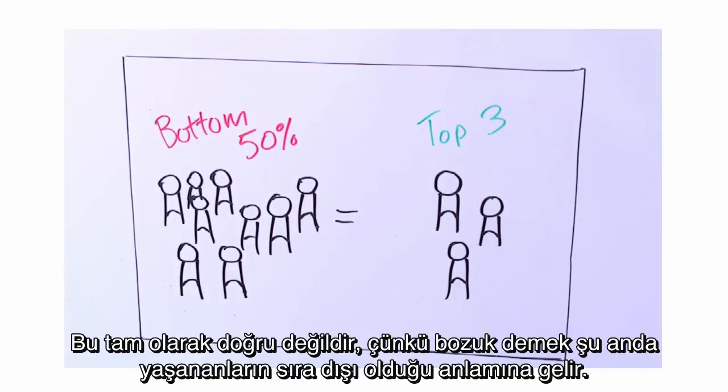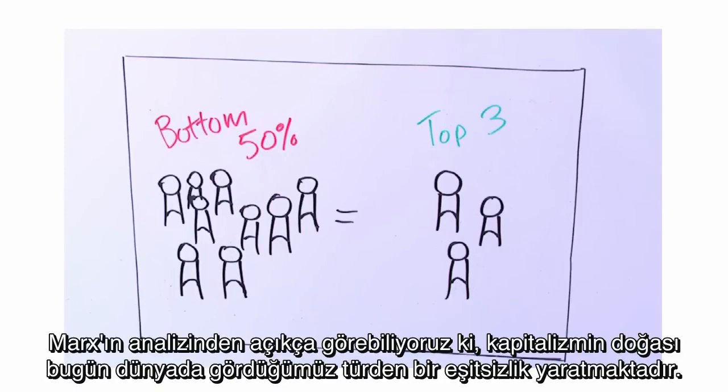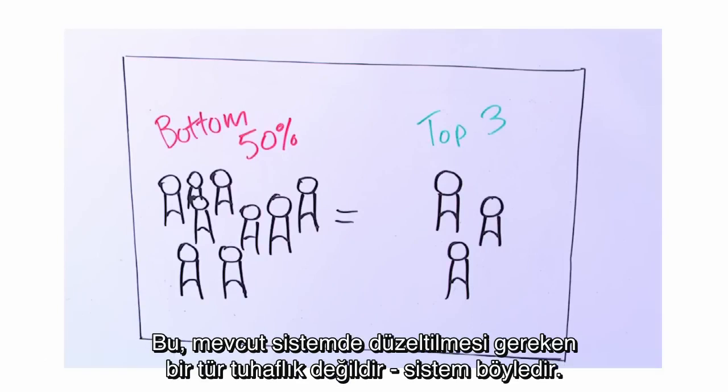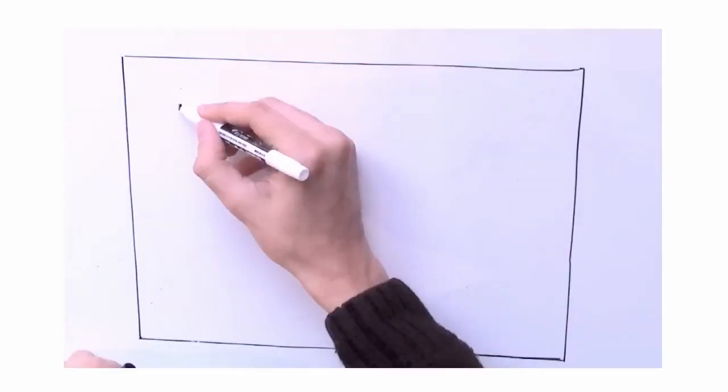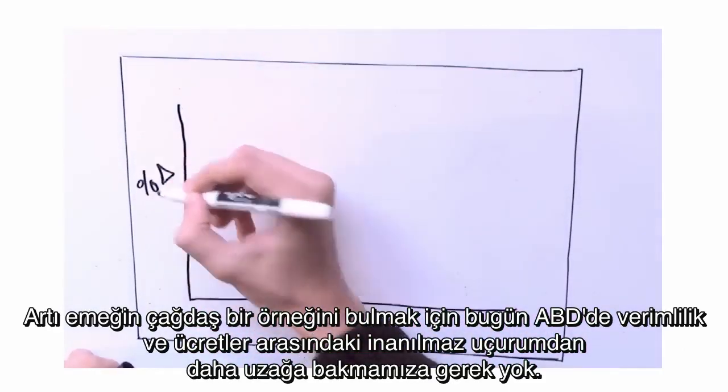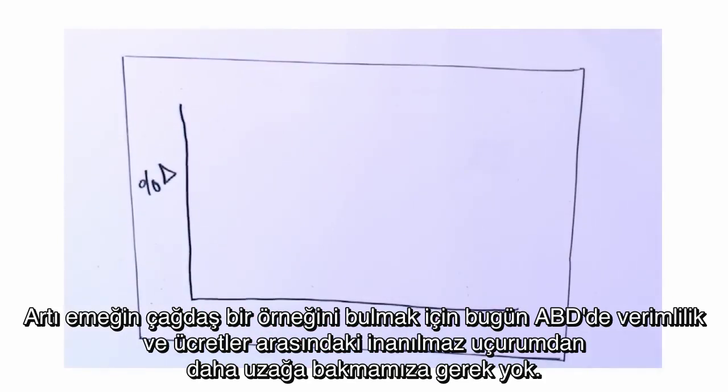This is not entirely true, since broken implies that what is currently happening is outside of the ordinary. We can see clearly from Marx's analysis that capitalism's very nature creates the kind of inequality we see in the world today. It's not some kind of quirk in the current system that needs to be corrected. It is the system. We don't need to look any further than the incredible gap between productivity and wages in the United States today to find a contemporary example of surplus labor.